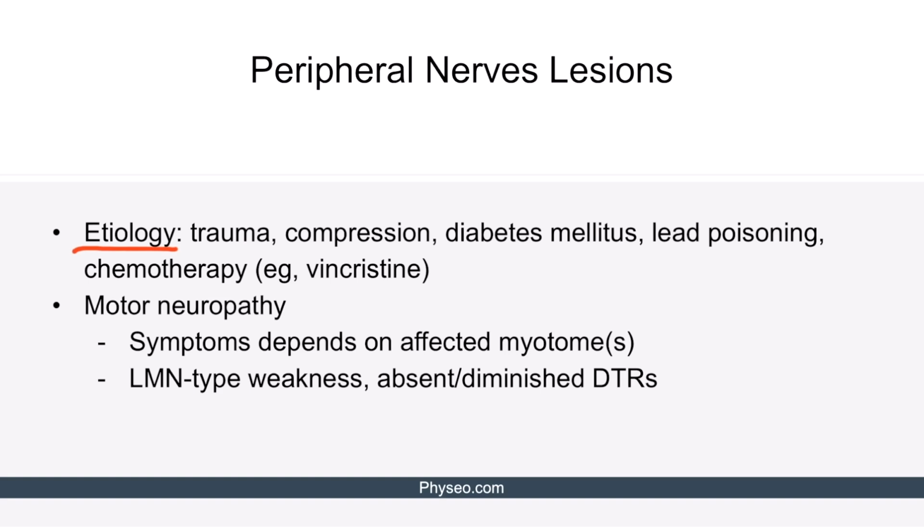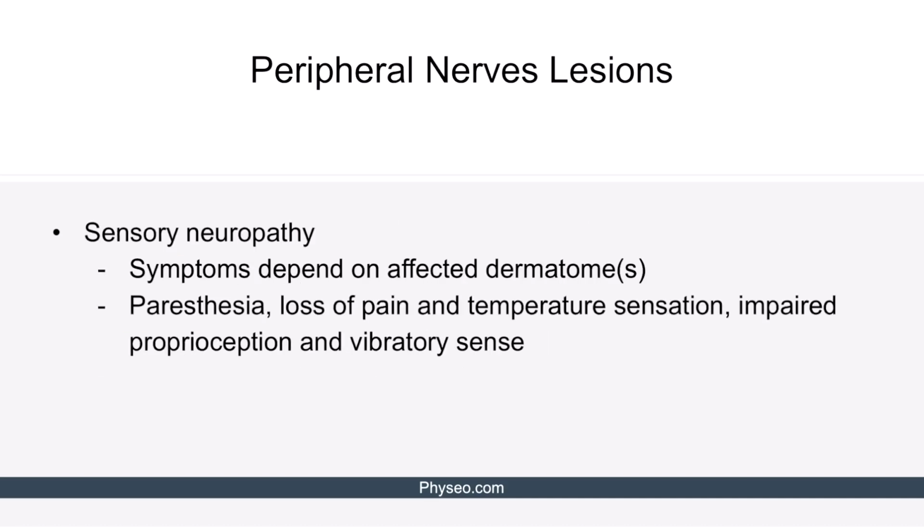The peripheral neuropathy can be classified into motor neuropathy and sensory neuropathy. In the motor neuropathy, symptoms depend on the affected myotomes. Generally speaking, weakness of LMN type is seen, as well as absent or diminished deep tendon reflexes on physical exam. On the other hand, symptoms of sensory neuropathy depend on the affected dermatomes.